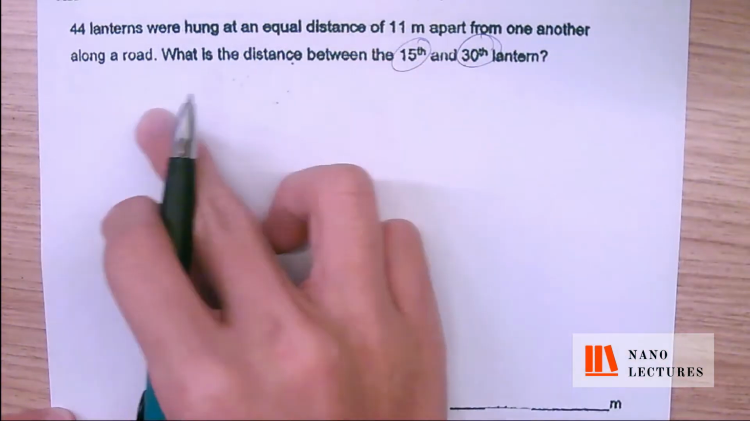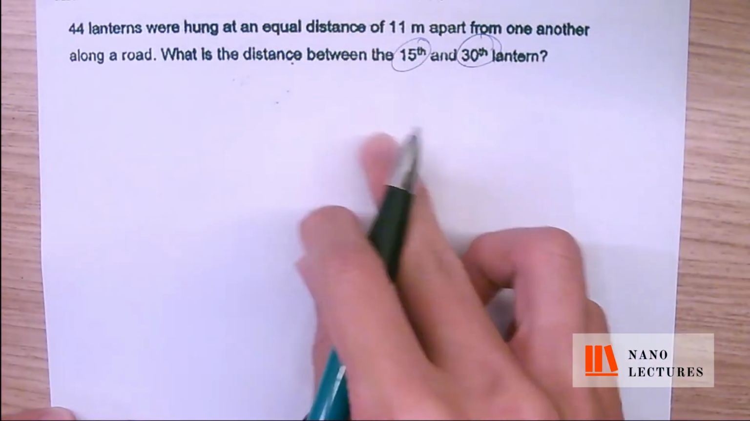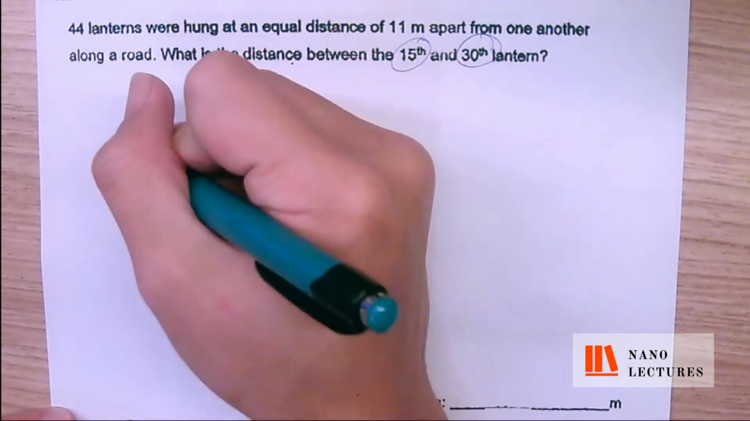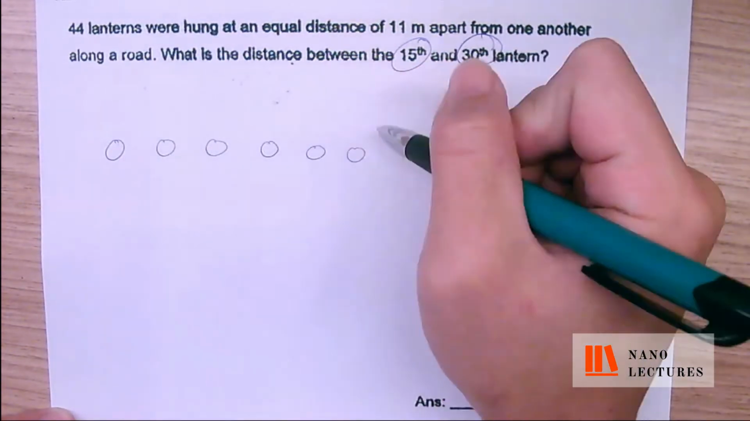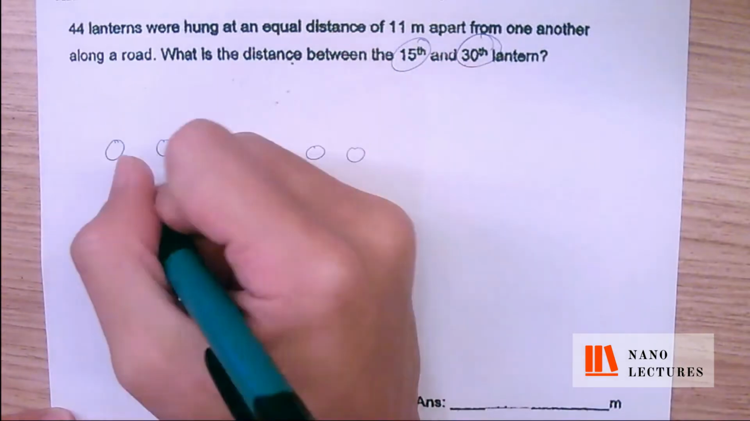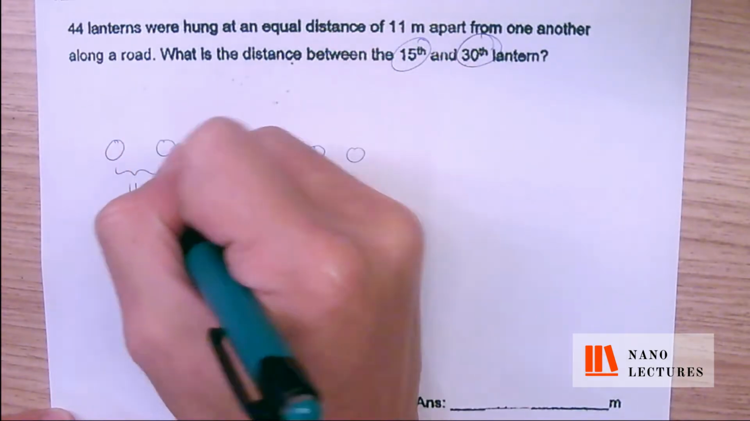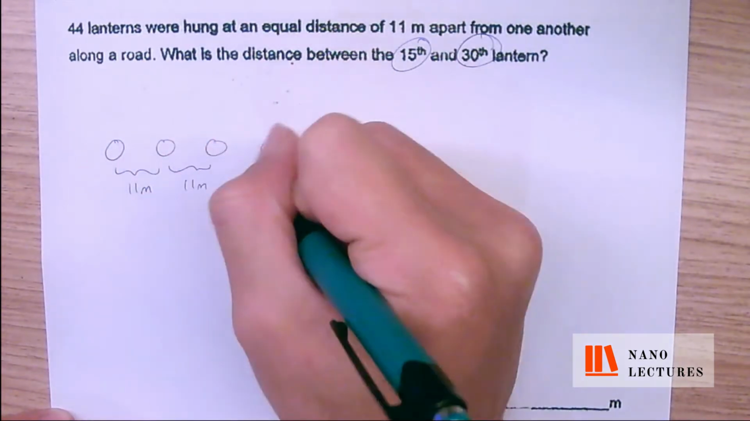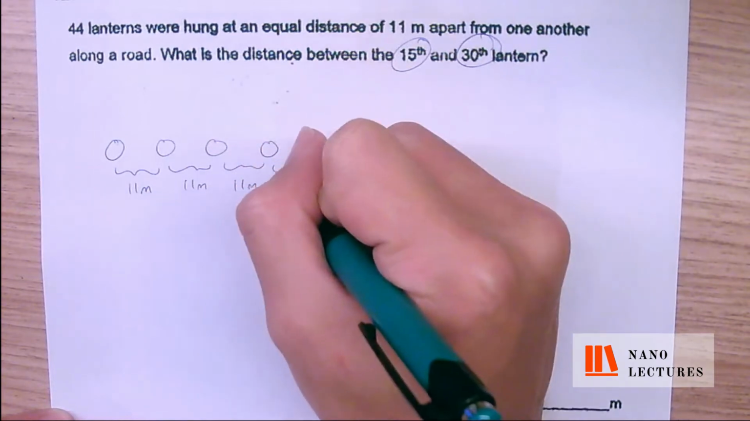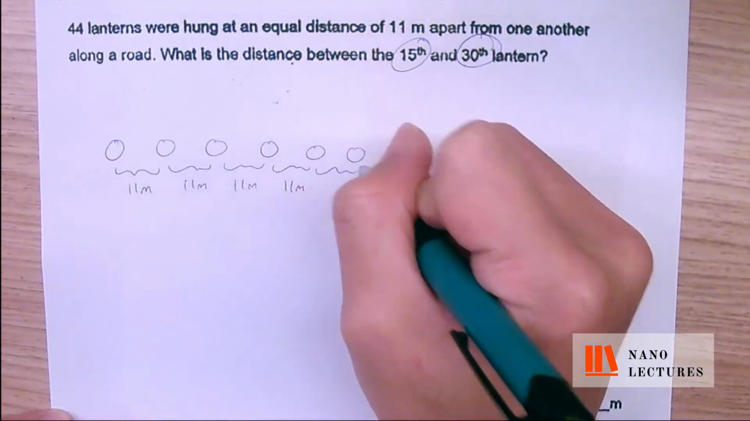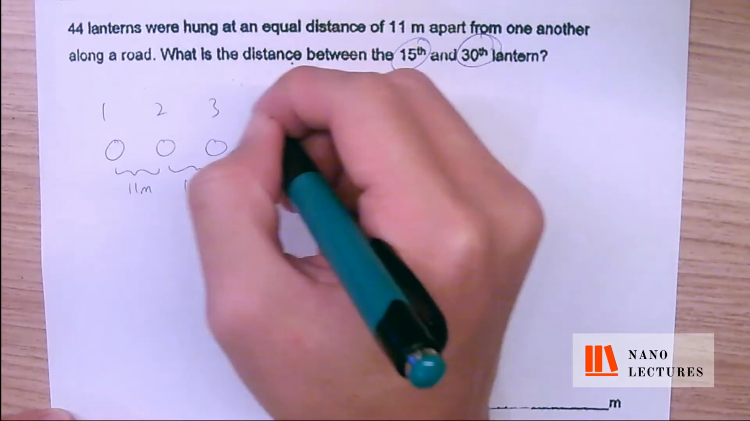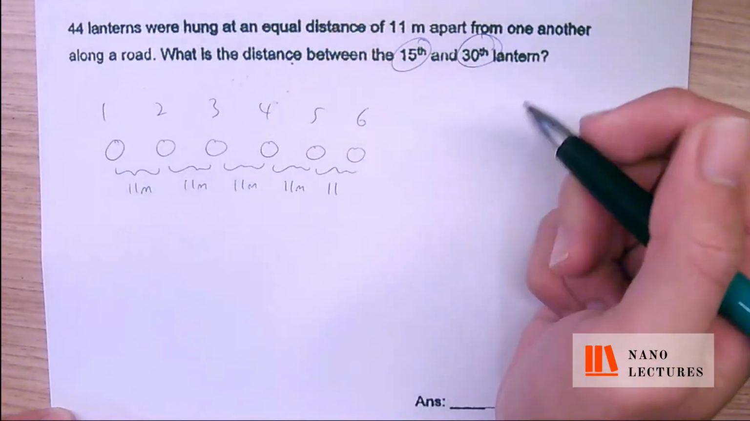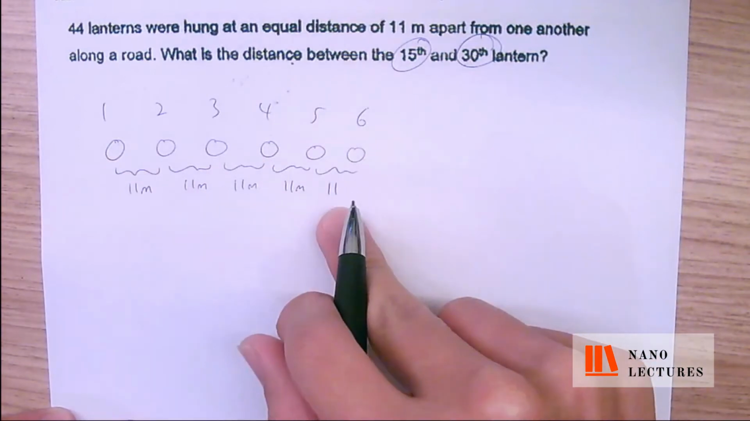Now, I'm not going to draw 44. I'm just going to draw a couple just to show you how it looks. So lantern 1, 2, 3, 4, 5, 6, for example. They are saying that in between it will be 11 meters. Okay, in between 11, 11, 11, 11. Now, this is number 1, number 2, number 3, number 4, number 5, number 6. This is just to visualize the question.